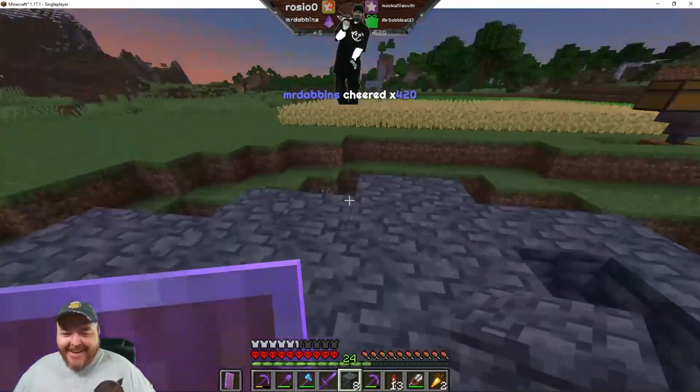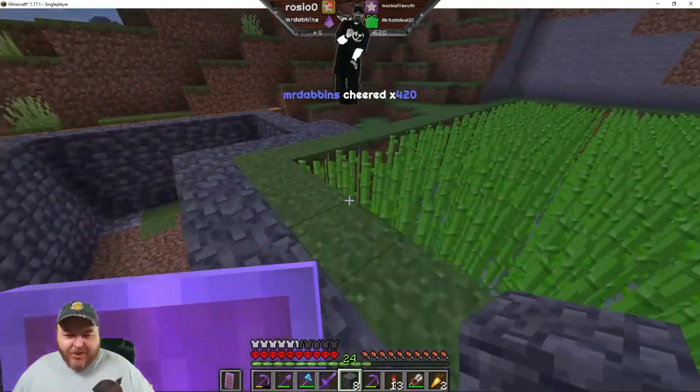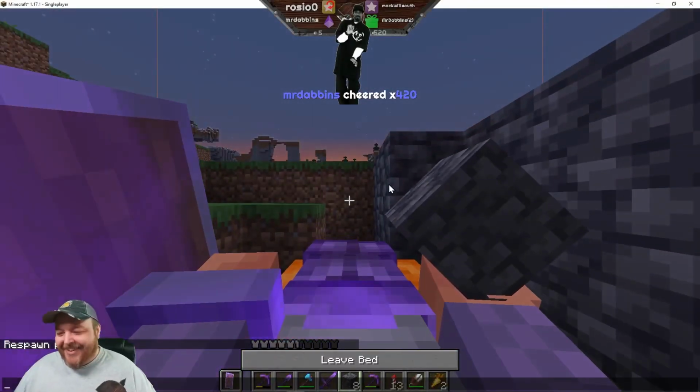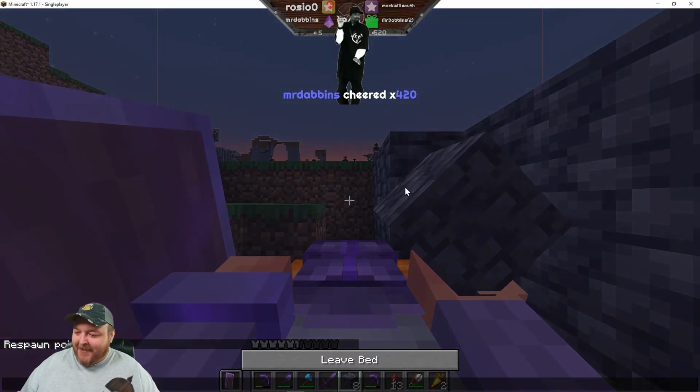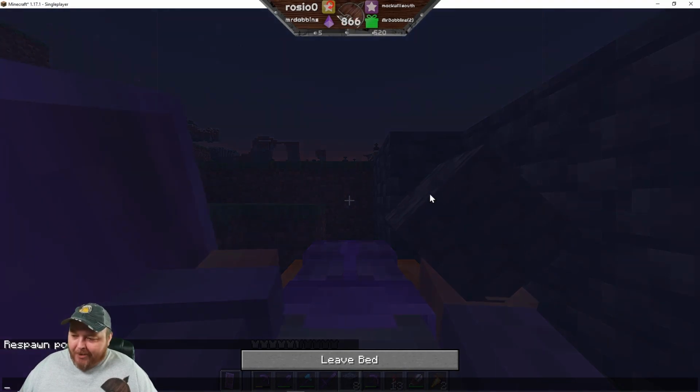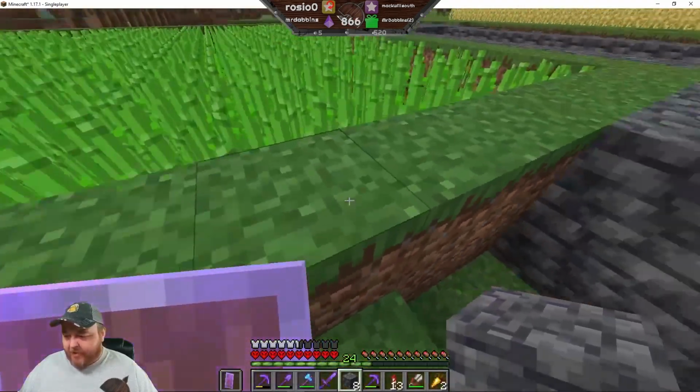Pure Solace, he's talking with the fishes, chat. That's his secret. What am I doing? I'm cobbling deepslate because we're going to be building an Enderman farm.